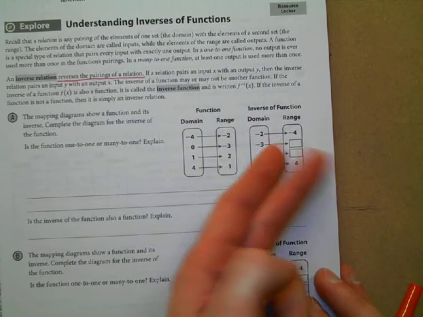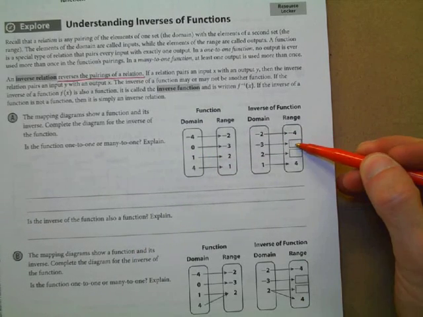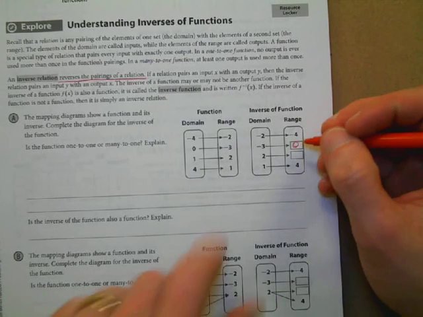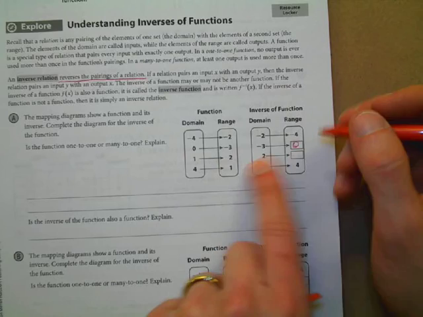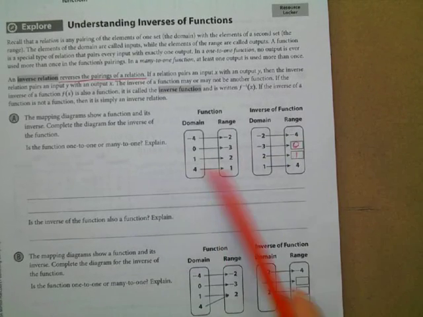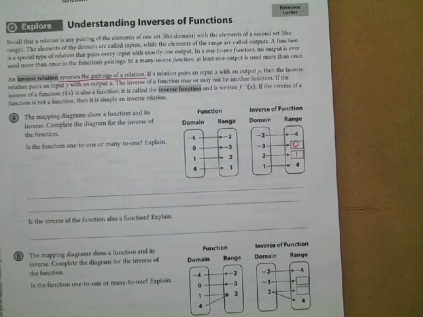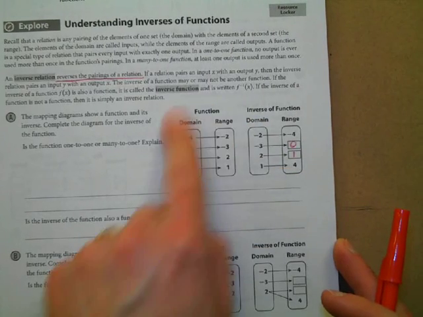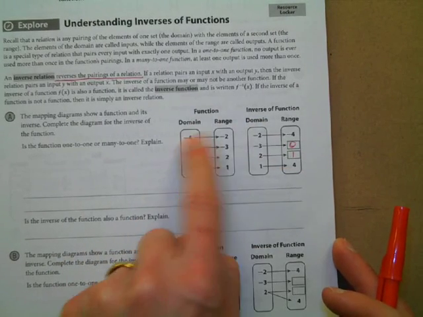Okay? So now if we look here, this function right here, this thing is a function, right? Every x value goes to one y value. Is this inverse of the function also a function? Does every x value here go to one y value here? Yes, it is. So this one is a function. Okay? So this inverse is a function.